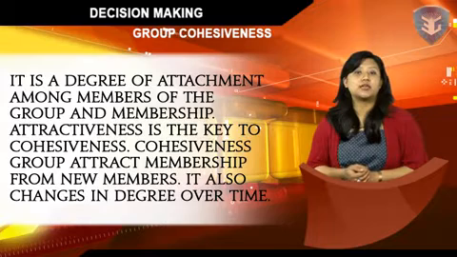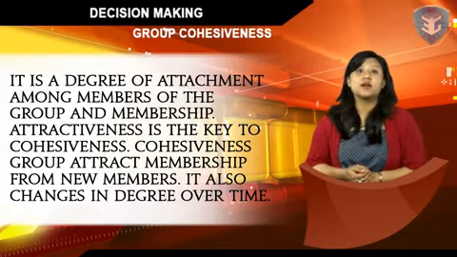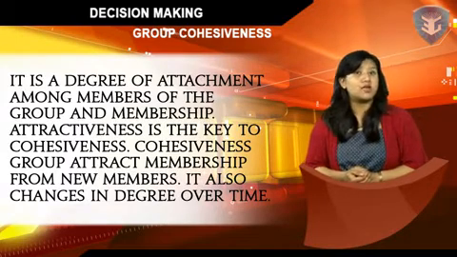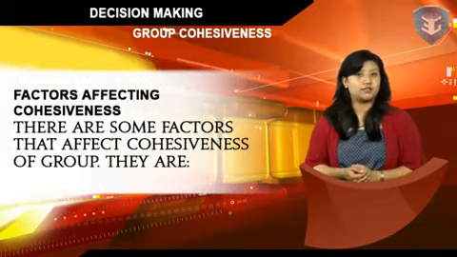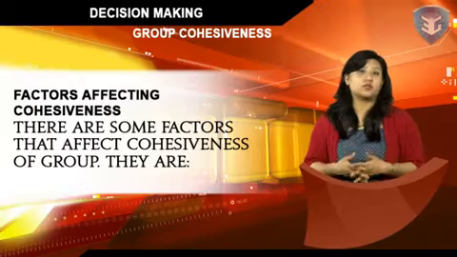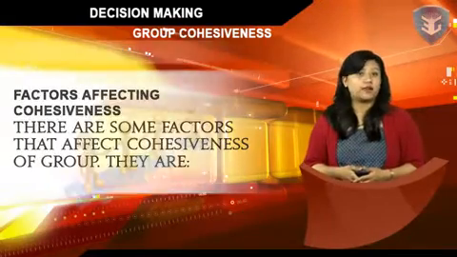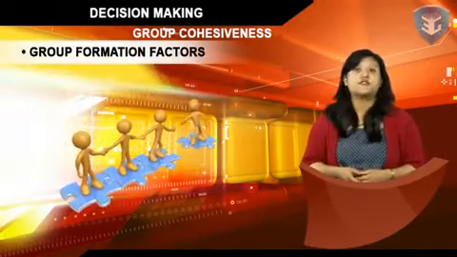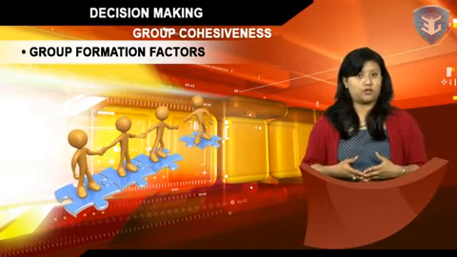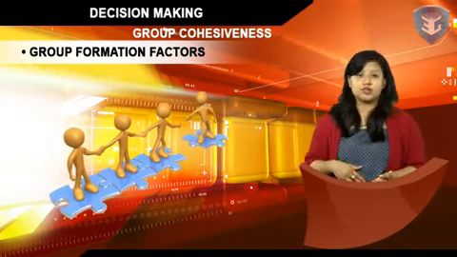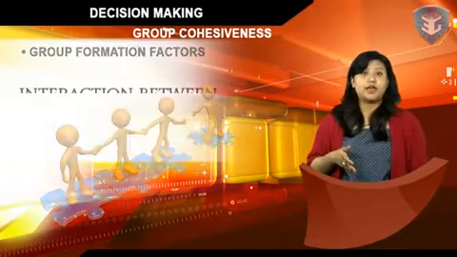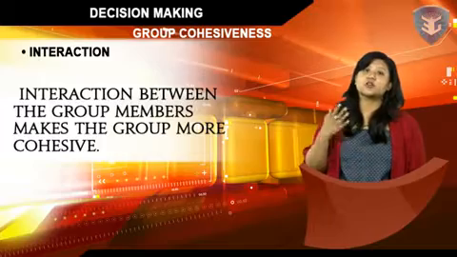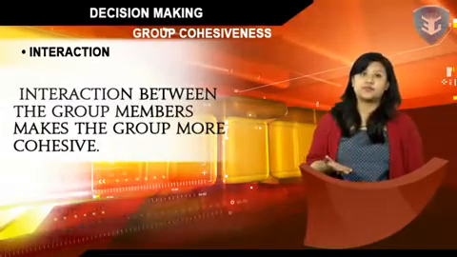Attractiveness is the key to cohesiveness. A cohesive group attracts membership from new members. It also changes in degree over time. Factors affecting cohesiveness. There are some factors that affect cohesiveness of a group. They are group formation factors. The factors which are responsible for group formation, such as common interest, shared goals, and so on, serve as a base for cohesiveness. Interaction. Interaction between the group members makes the group more cohesive.